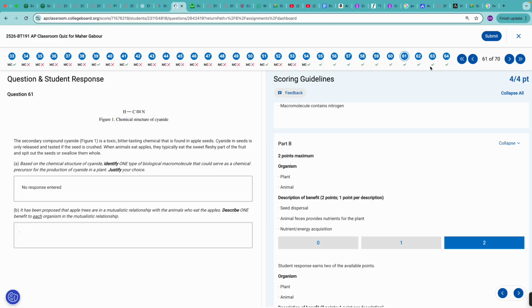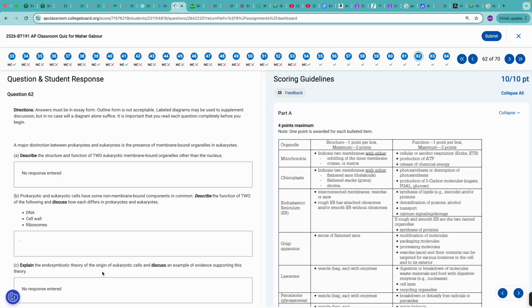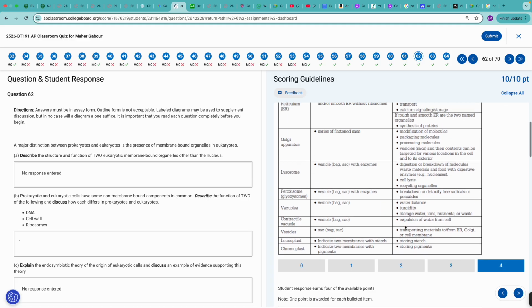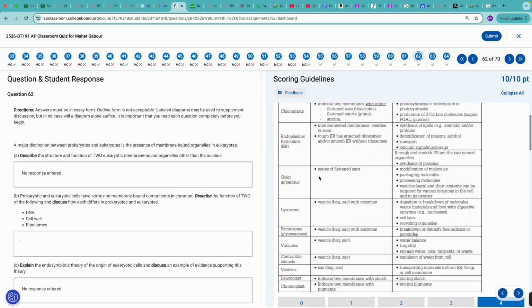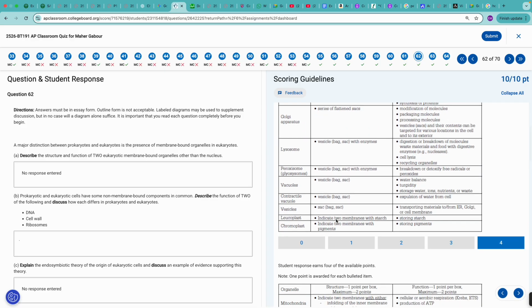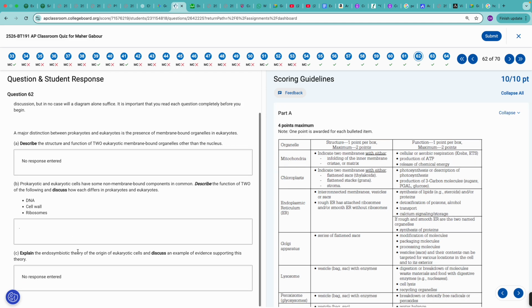Question 62. A major distinction between prokaryotes and eukaryotes is the presence of membrane-bound organelles in eukaryotes. Describe the structure and function of two eukaryotic membrane-bound organelles other than the nucleus. Guys, we've talked about this like 20,000 times, so I'm not going to go over it. Pick two of these, explain the structure, then explain the function. Mitochondria, chloroplast, endoplasmic reticulum. I've been doing it the whole term. You should know this by now.